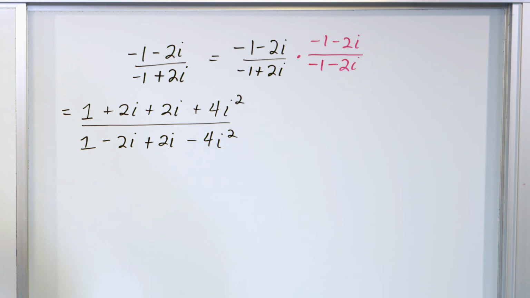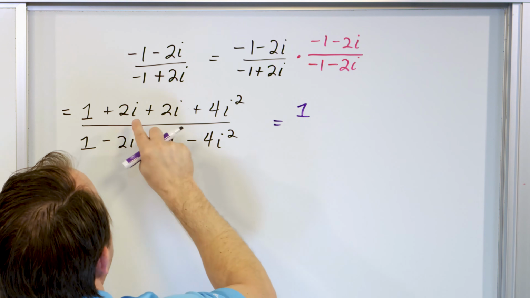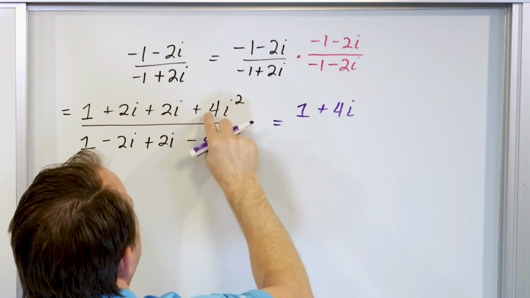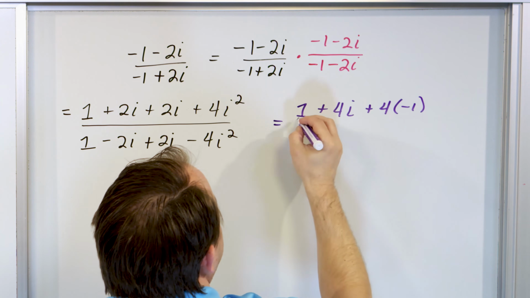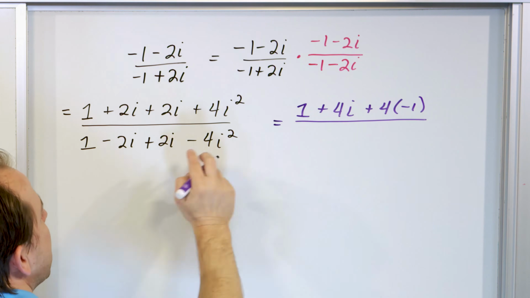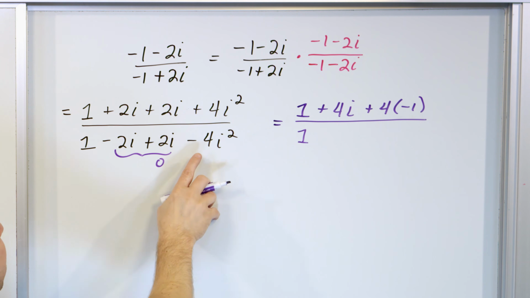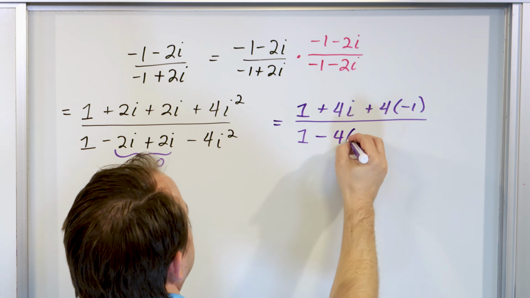And so then we can simplify over here. We have a 1. 2i plus 2i is 4i. Then we have 4 times i squared, which is -1. We'll handle that in the next step. Here we have a 1, but notice we have a cancellation. This becomes 0, so it drops away. We have a negative sign, and then a 4, and then the i squared, again, is -1.